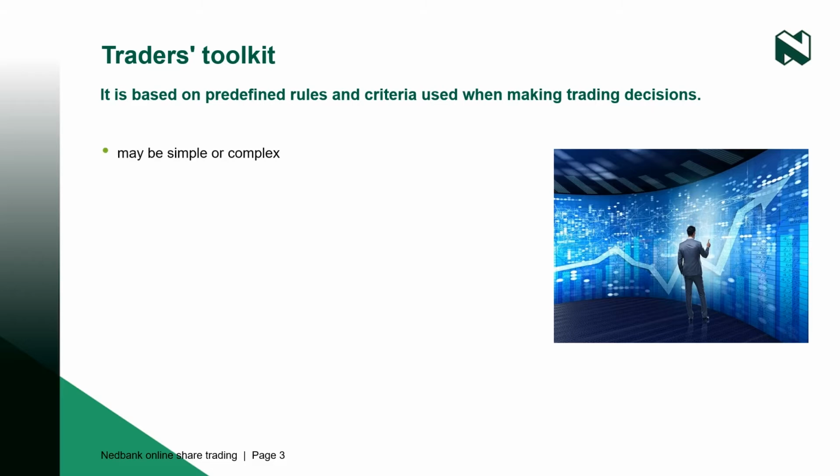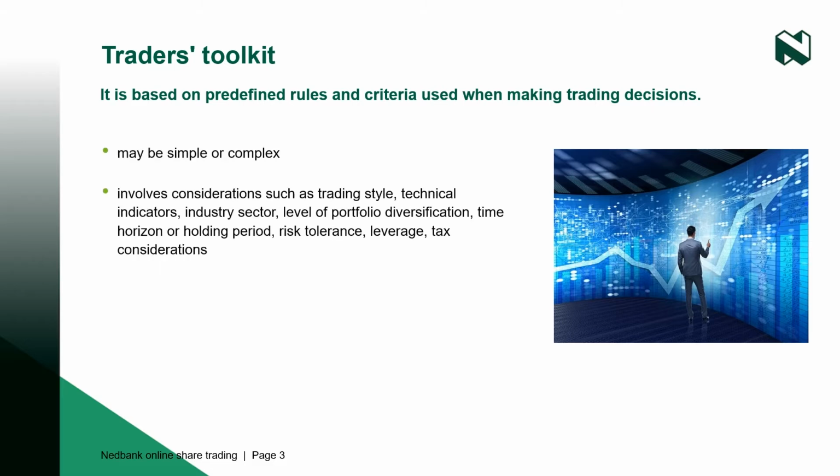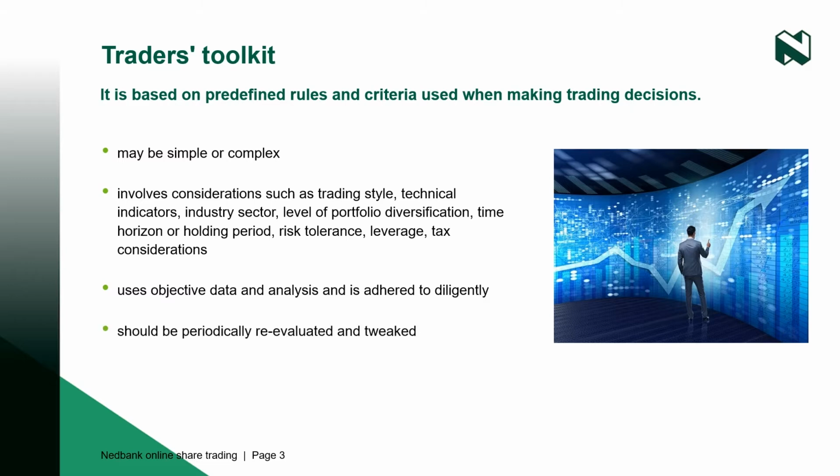A trading toolkit may be complex or simple and involves considerations such as trading style, technical indicators, industry sector, level of portfolio diversification, time horizon or holding period, risk tolerance, leverage, tax considerations, and so forth. The key to a successful trading toolkit is that the guidelines are set using objective data and analysis and are adhered to diligently. In order to keep it relevant, a trading toolkit should be re-evaluated and tweaked periodically as market conditions or individual goals change.